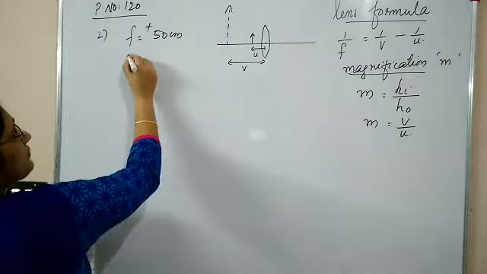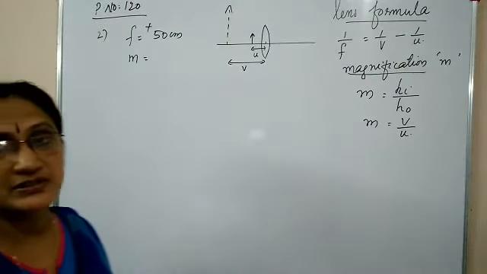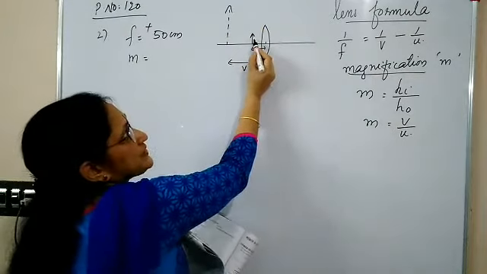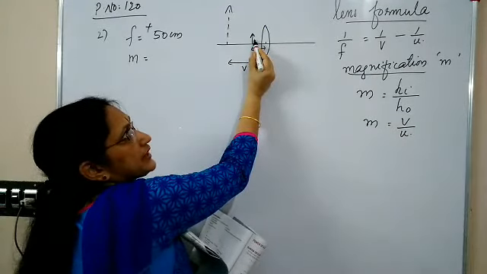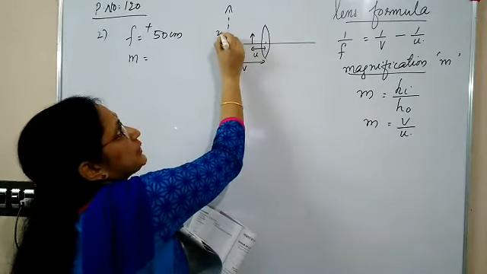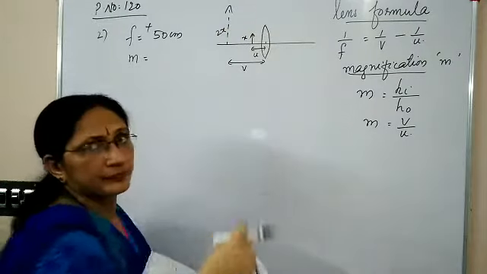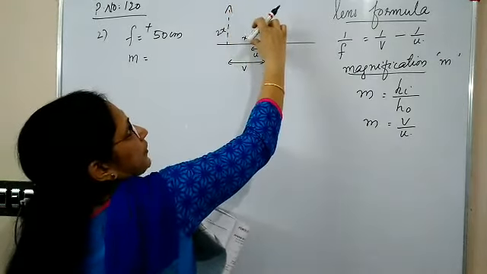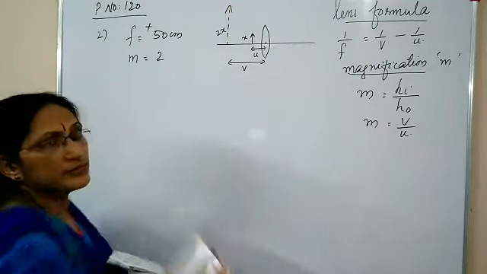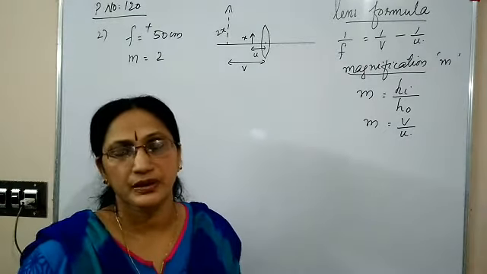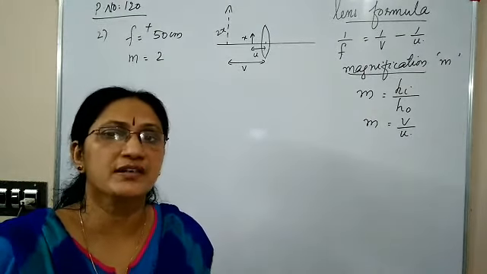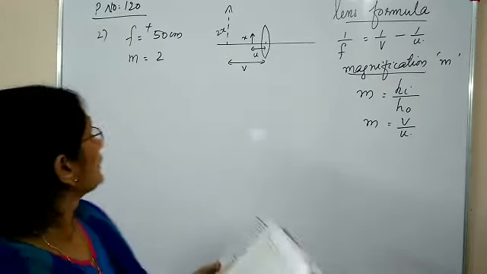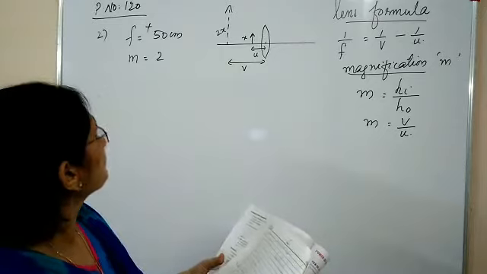That means magnification is how much? Size of the image is twice the size of the object. Means if you take the height of this object as x, the height of the image will be 2x. That is the meaning. So magnification will be height of image upon height of object. That means magnification is 2. Height of image is twice the height of object means m is equal to 2. Then how will you find out?